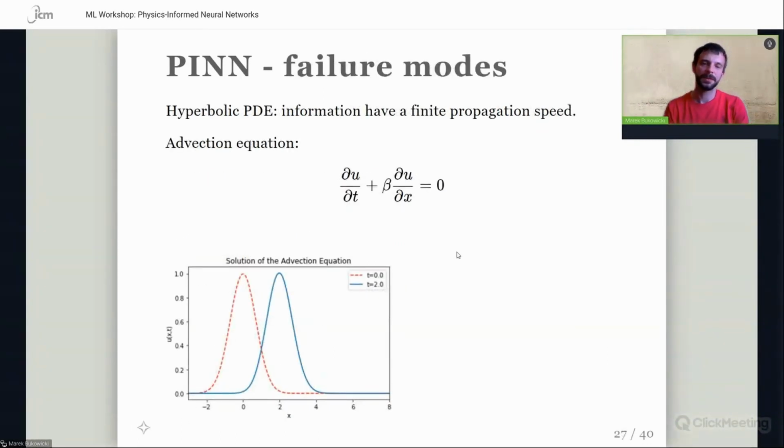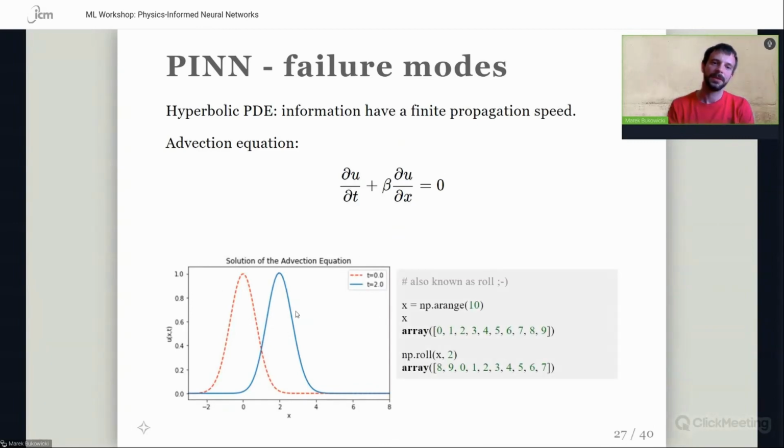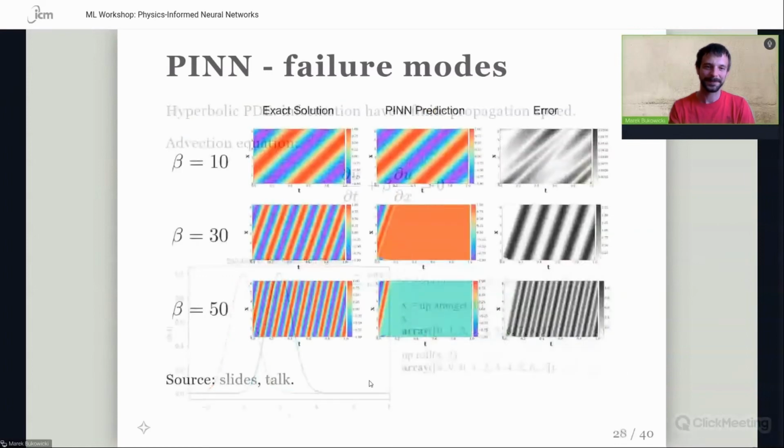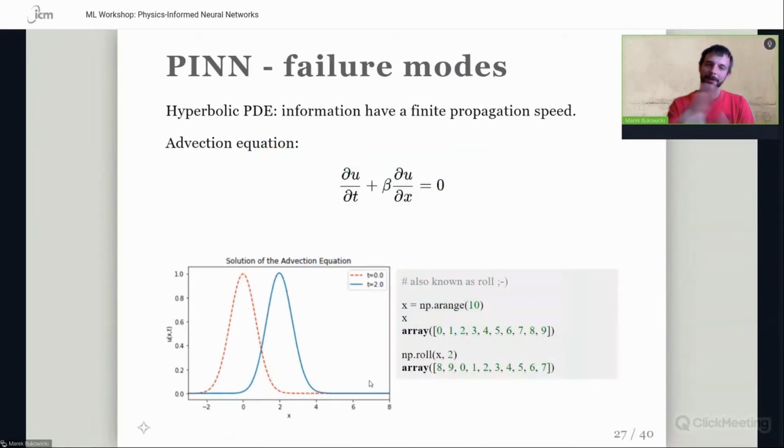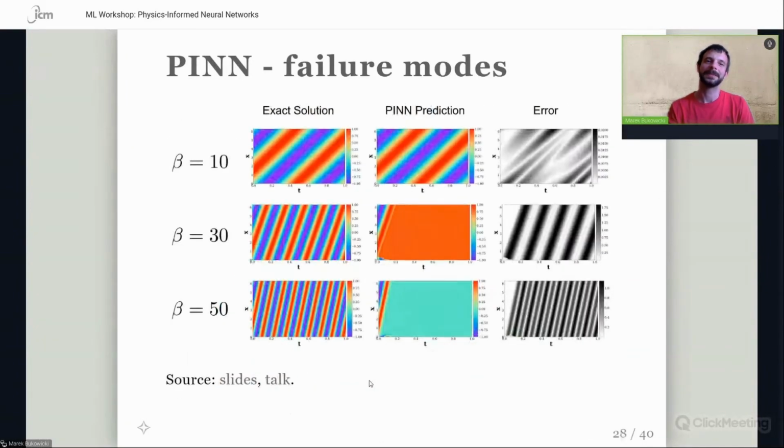For example, let's consider an advection equation, which means that some wave is just traveling. For us this is a very simple problem, but it is not for a neural network. I will take this equation as an example of when it fails or has difficulty. Beta is how fast these stripes travel. If it travels slowly, the classical PINN prediction is very good. But if it starts traveling fast, the PINN fails.